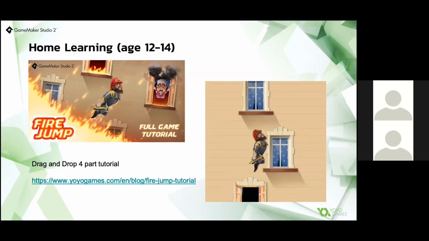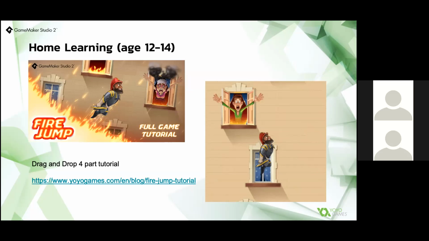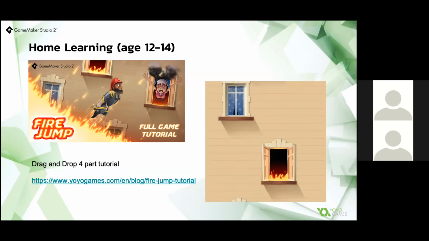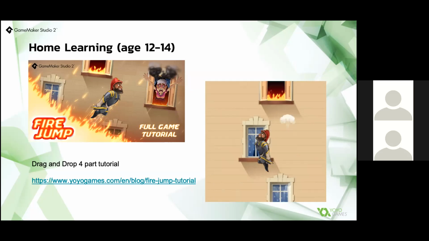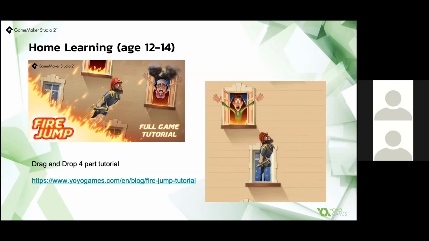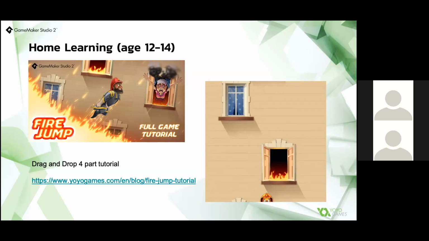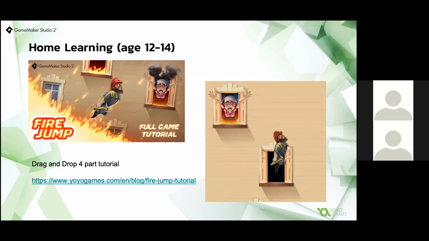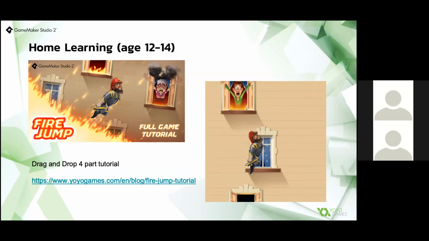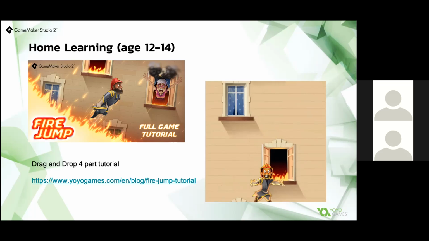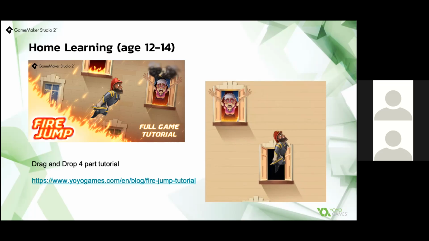Fire Jump is our latest tutorial. It is a drag and drop full game tutorial that introduces the basics of GameMaker's D&D system to create your own infinite platformer game. It comes as a 4-part tutorial series. Please check it out after the webinar. Click the link for more information. And on the site, there is a link to play the web version of the game too.